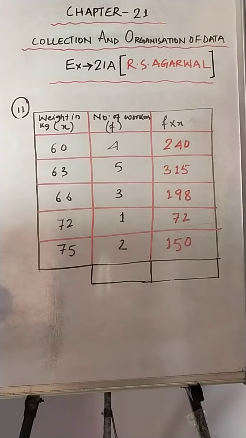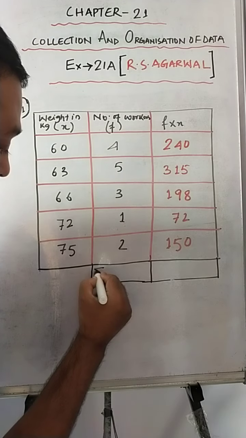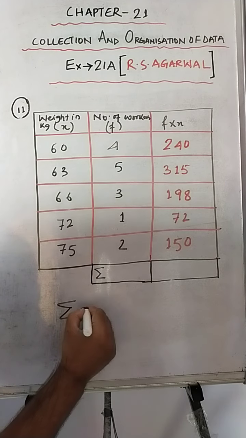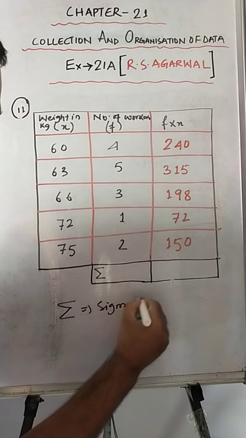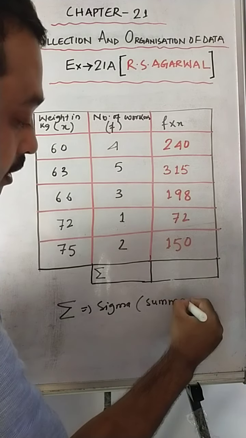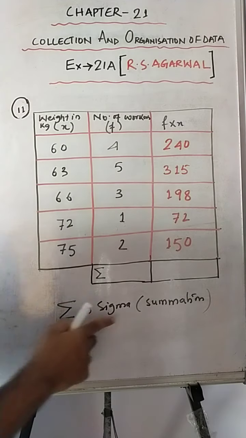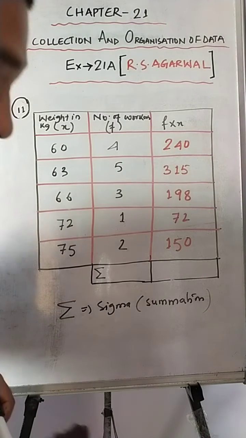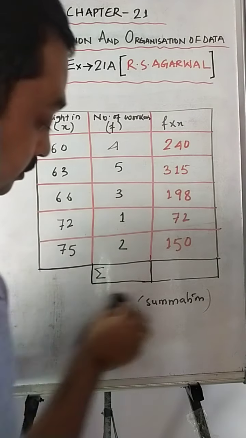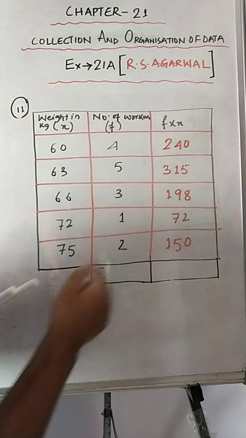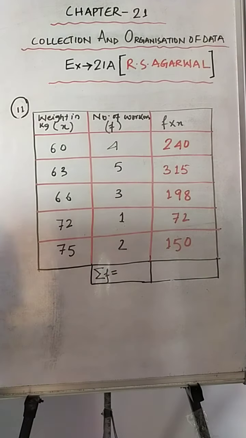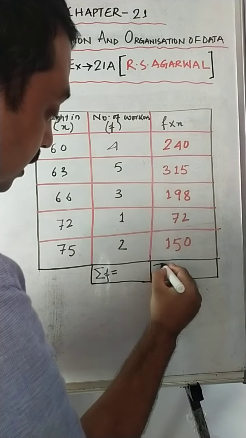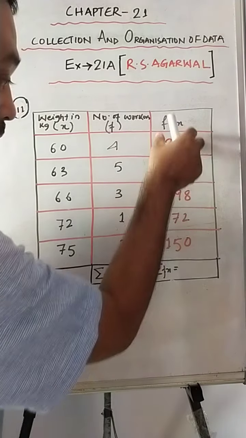Before you find the total, one more thing to write: this symbol is called sigma, also called summation, students. This is the Greek letter sigma. Sigma means the total of all the numbers. This symbol is mostly used in computers. So sigma of all f, you will write sigma f equals to, and then this part is sigma of fx. These are all fx, isn't it?